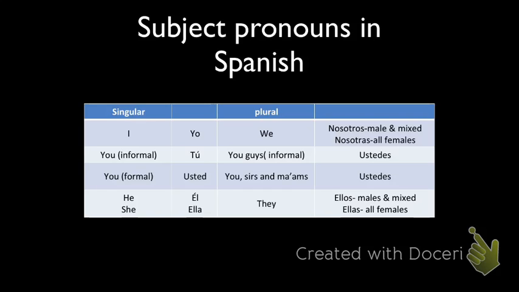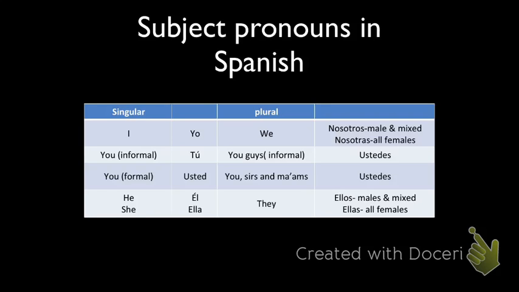Okay? So you could have a convention full of females. 5,629 females. And one male comes in the room. And instead of saying nosotras, you have to move to nosotros. Nosotras, all females. Nosotros, males plus females or all males. Same thing with ellos. Ellos, all males. Ellos, males plus females. And ellas is all females. So, unless it's all females, stick with the O.